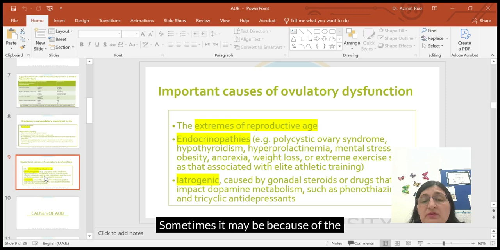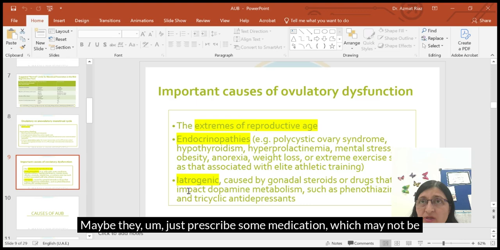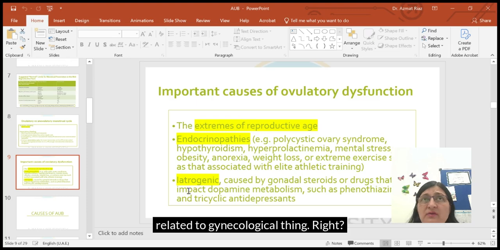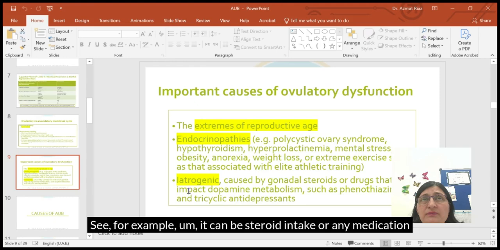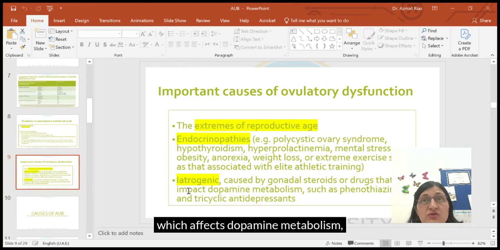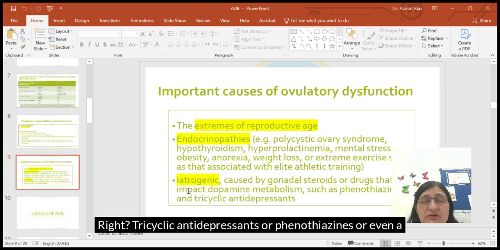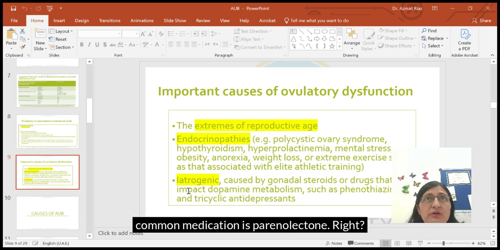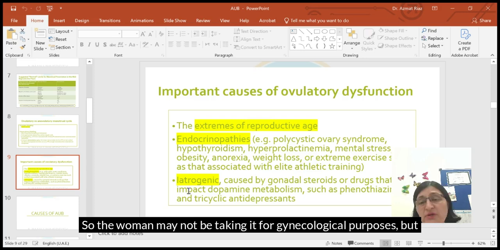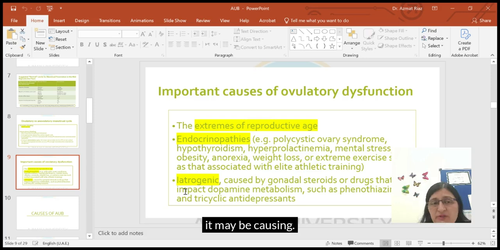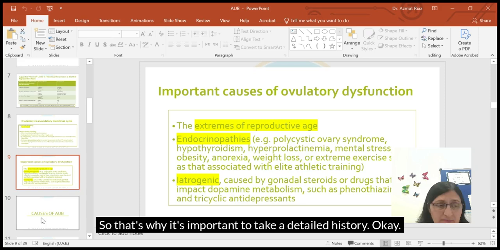Sometimes it may be because of the doctor, right, or the healthcare professional. Maybe they just prescribed some medication which may not be related to gynecological conditions. For example, it can be steroid intake or any medication which affects dopamine metabolism, for example, related to psychiatry, right? Tricyclic antidepressants or phenothiazines, or even a common medication, spironolactone, right? So the woman may not be taking it for gynecological purposes, but it may be causing this. So that's why it's important to take a detailed history. Okay.